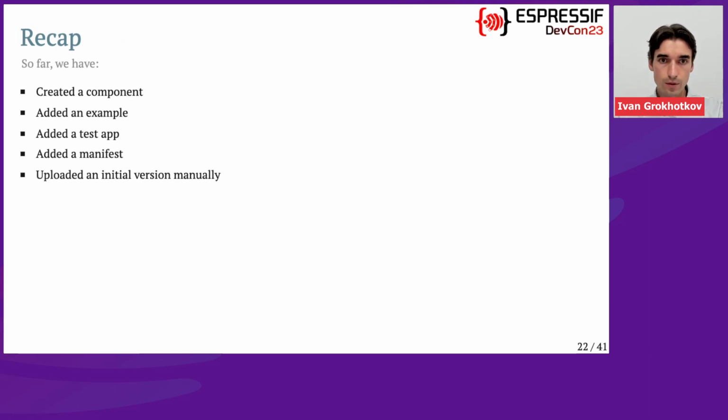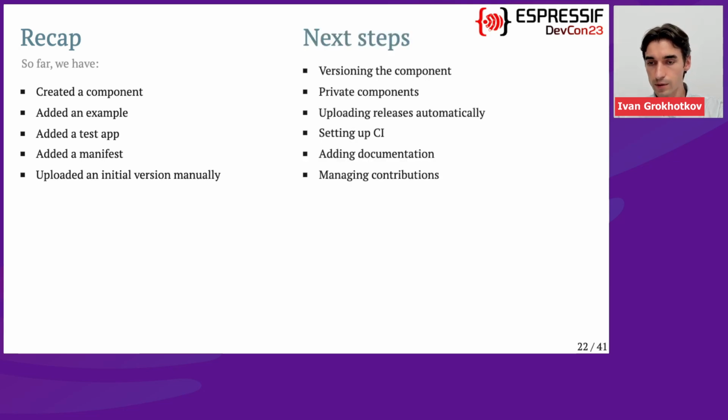We have created the component, we've added an example, a test application, we created the manifest, and the first version has been uploaded manually. Now, for the remaining part of the presentation, we will take a look at versioning the component, how to handle private components that we are not publishing to a component registry, and we're going to take a look at CI related things such as uploading releases automatically, running some testing in CI, and finally we will cover documentation and contribution management.